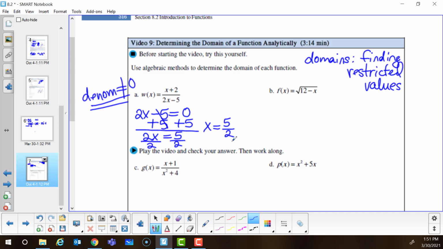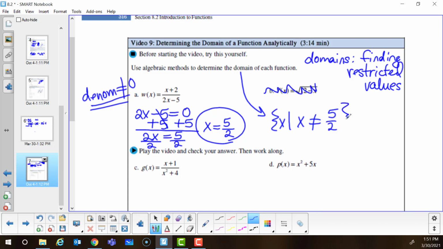So my restricted value, and Alex, I believe, will ask you what your restricted value is. Your restricted value is x is equal to 5 over 2. That means that if I'm writing this as a domain, that's x's such that x is not equal to 5 over 2. You could list it like that, or you could just say x's cannot equal 5 over 2. That's my domain.